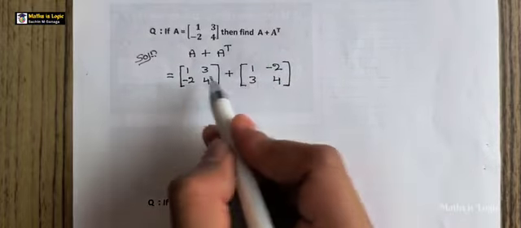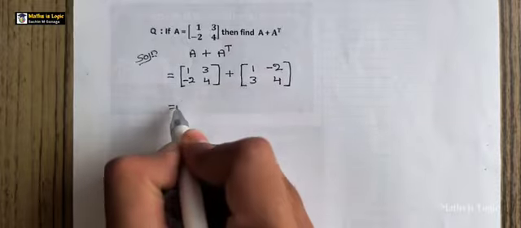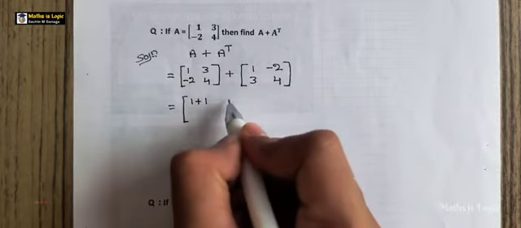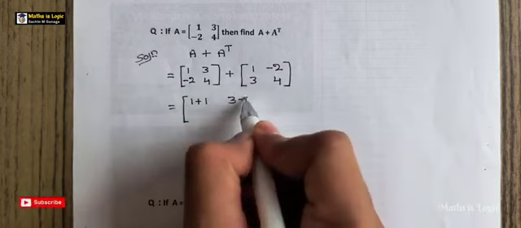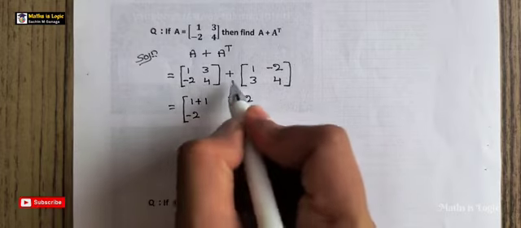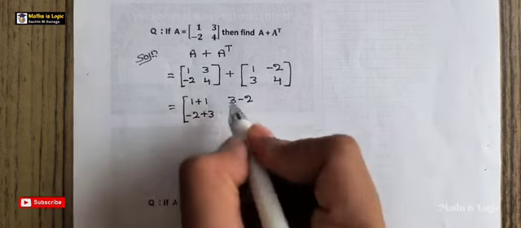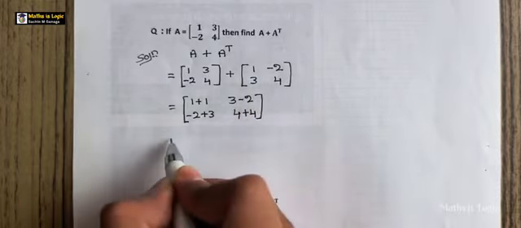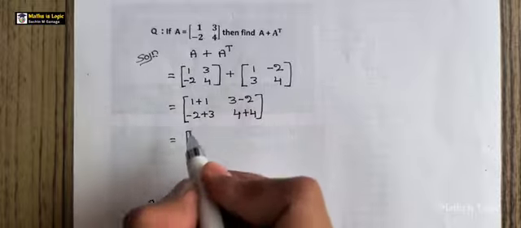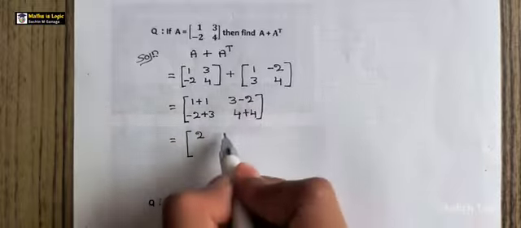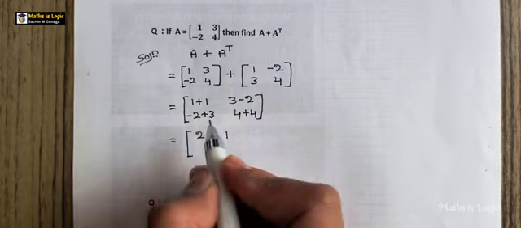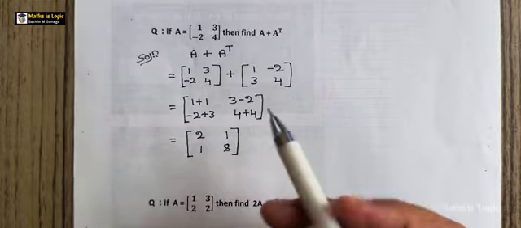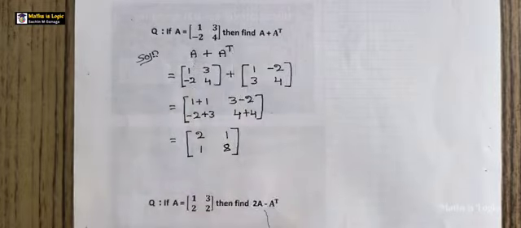After taking the transpose, next add these two matrices. Therefore 1 plus into plus is plus 1, next 3 plus into minus is minus 2, next minus 2 plus into plus is plus 3, and last 4 plus into plus is plus 4. Therefore the final answer is 1 plus 1 is 2, 3 minus 2 is 1, minus 2 plus 3 is 1, 4 plus 4 is 8. So this is the value of A plus A transpose.